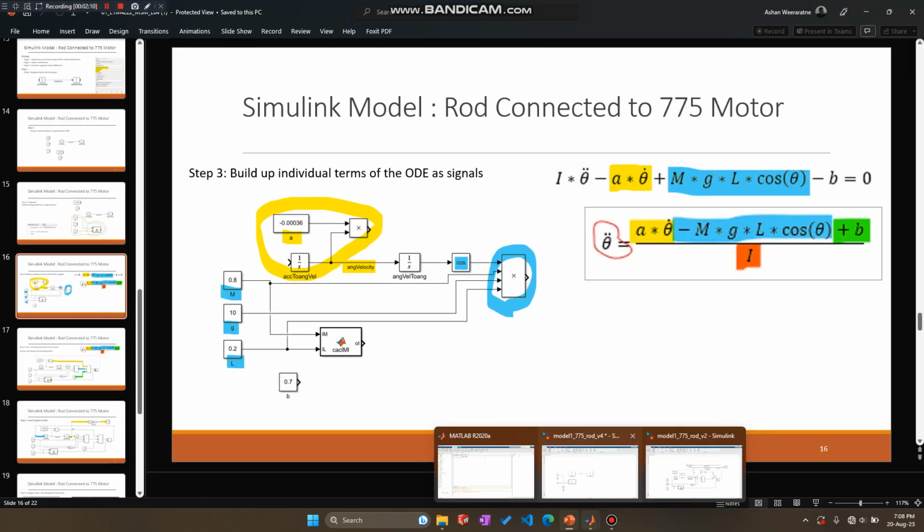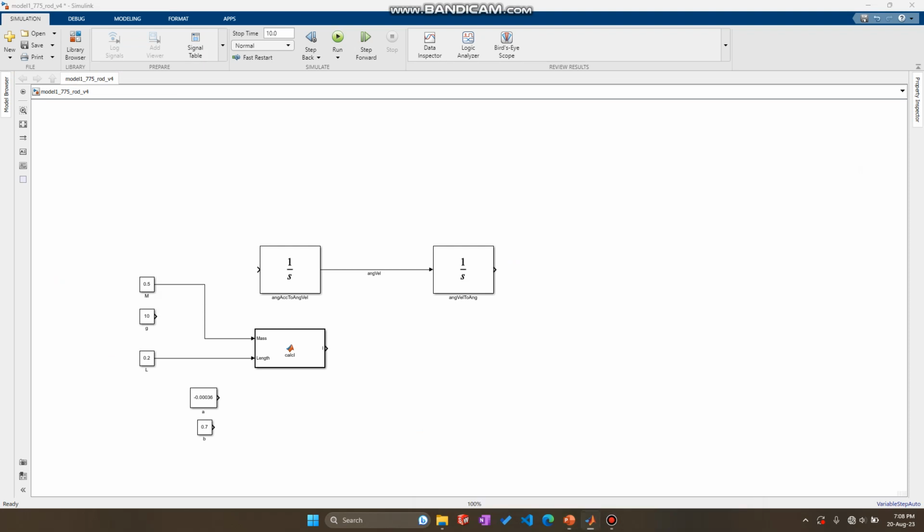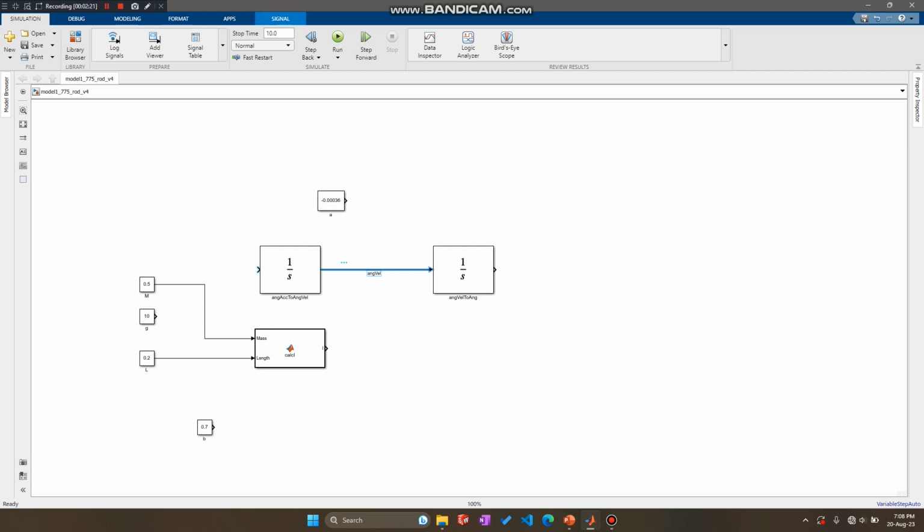So the yellow one is a times theta dot. I'll move a upwards. Now this is the signal for theta dot, or angular velocity. And by right clicking anywhere over here and dragging it up, I can obtain a branch of that signal. When I obtain a branch, it's kind of like drawing a wire in a circuit diagram, right? Throughout the entirety of this wire or branches, the signal would be angular velocity.